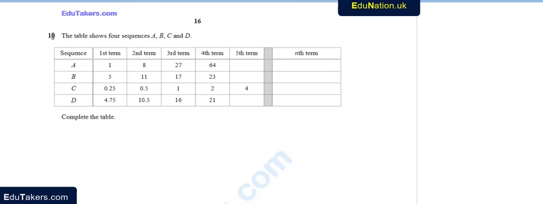Next is question number 10. The table shows 4 sequences A, B, C and D. Complete the table. For sequence A, we have to calculate its fifth term.